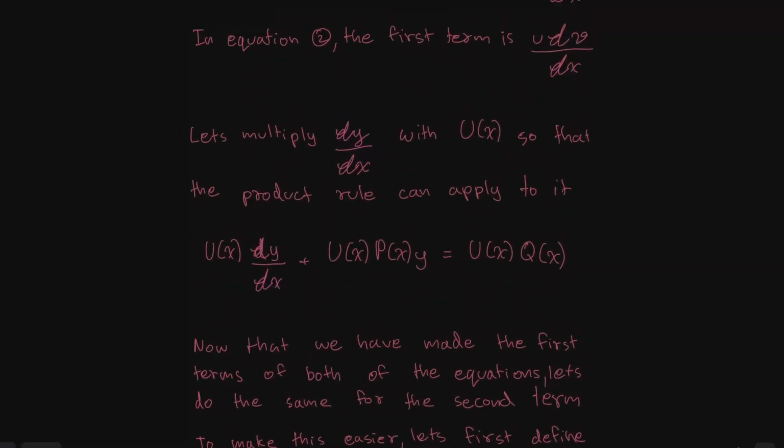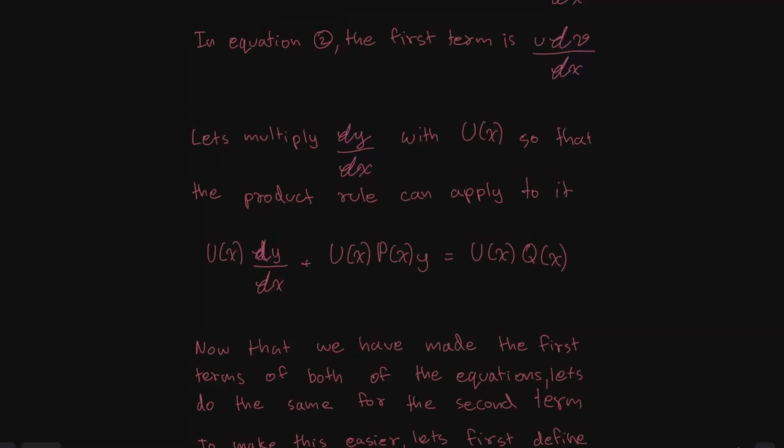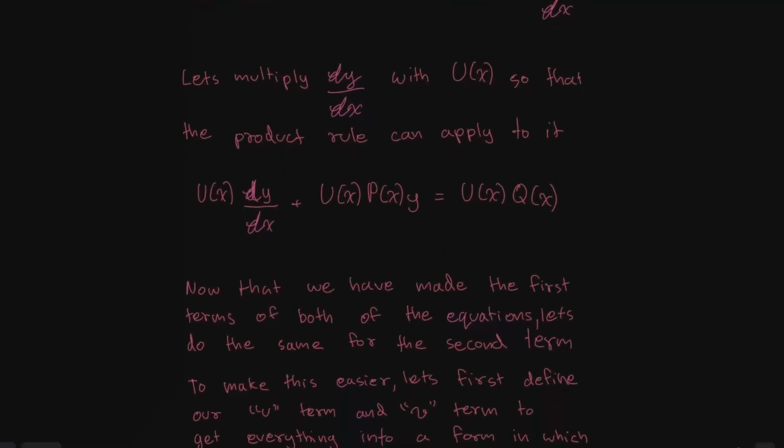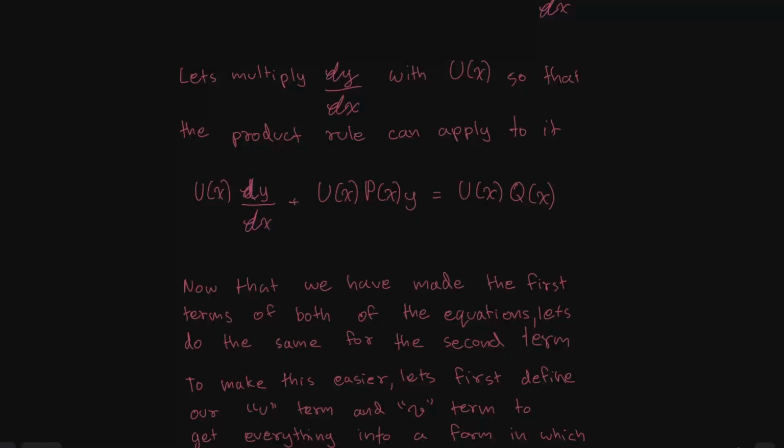So over here, our first term is u of x dy by dx, and in equation 2, our first term is u dv by dx, right? And you can see now that they look pretty similar to each other. And now we just have to define what u is and what v is. And we also have to move on to the second term because we need the whole equation 1, or this equation at least, in terms that we can apply the product rule to. But the good thing is that now we have the first term out of the way.